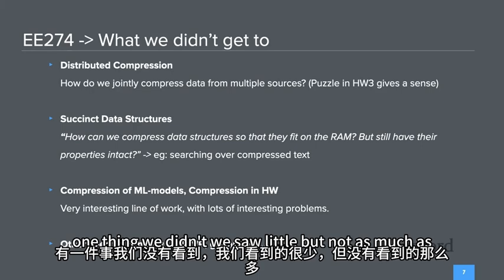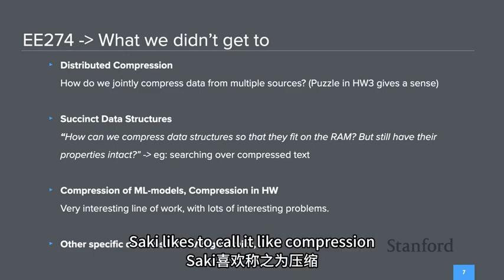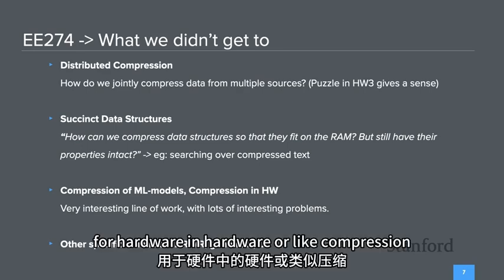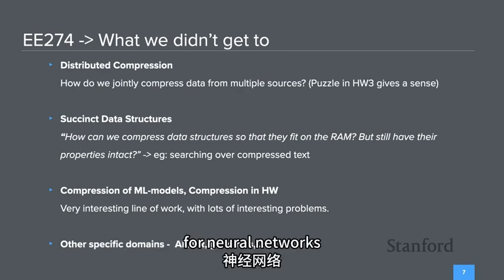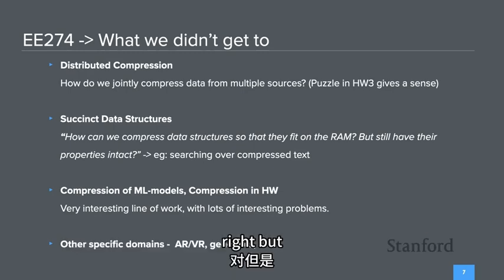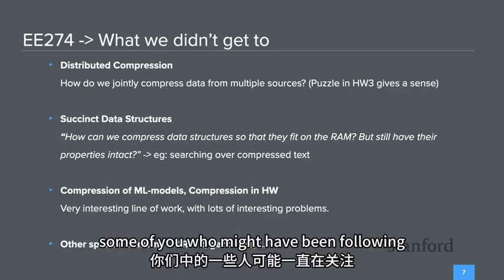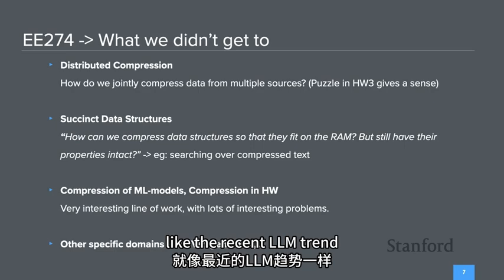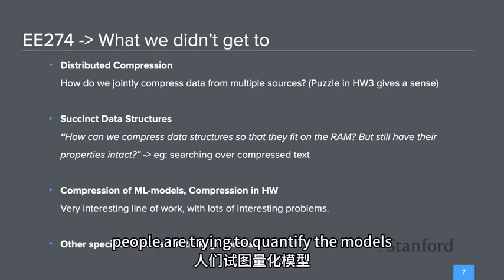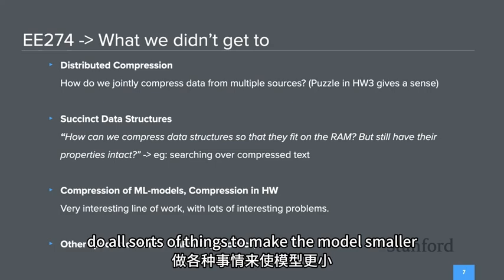And one thing we saw a little, but not as much, I think Tsachy likes to call it compression for hardware, in hardware, or compression for neural networks, of neural networks, by neural networks. So we did see compression using neural networks, right? But there is a corresponding thing where you have a neural network model. Some of you who might have been following the recent LLM trend might have seen that people are trying to quantize the models, right? They're trying to sparsify the models, do all sorts of things to make the models smaller, right?